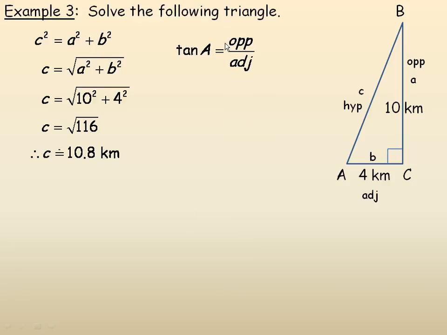The one I'm going to use, though, is the tan ratio. I'm going to find angle A. Tan is opposite over adjacent, and I know opposite's 10, adjacent's 4. So I fill in the 10 and 4 in place of opposite and adjacent. 10 divided by 4 is 2.5.